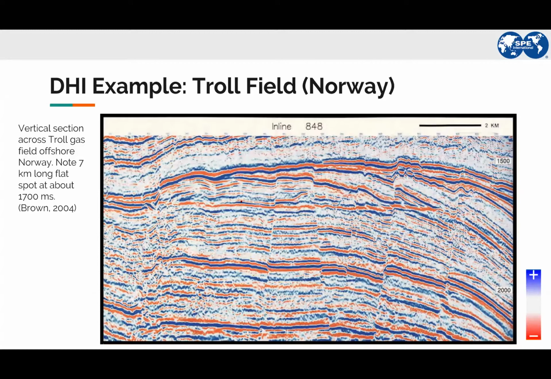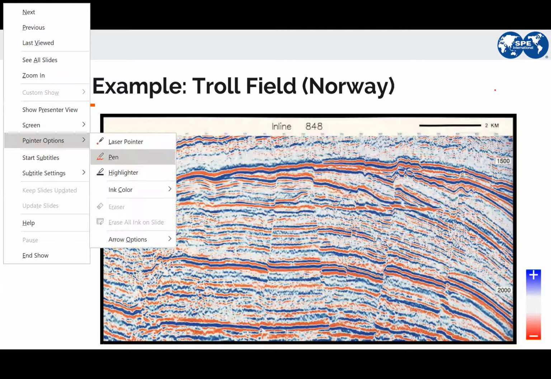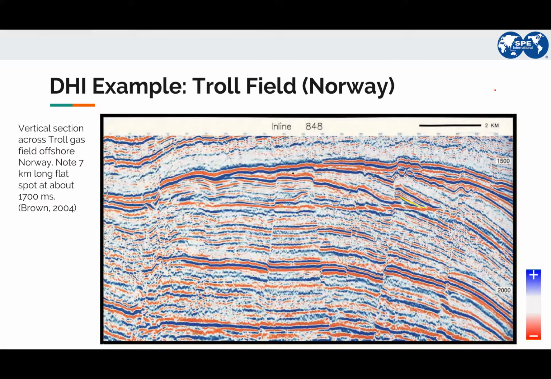Now, this is one of the very iconic DHI cases published, and it's from that same field. Now, you would see basically a bright spot top of the reservoir. So I have to mark it. I have to use a different color here now, maybe something yellow. It's here, right? You see the top of the reservoir. It's that blue reflection going across on top of it.